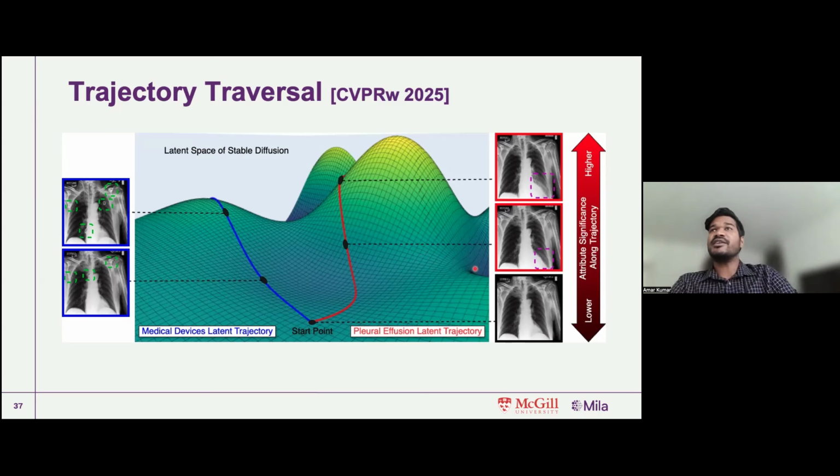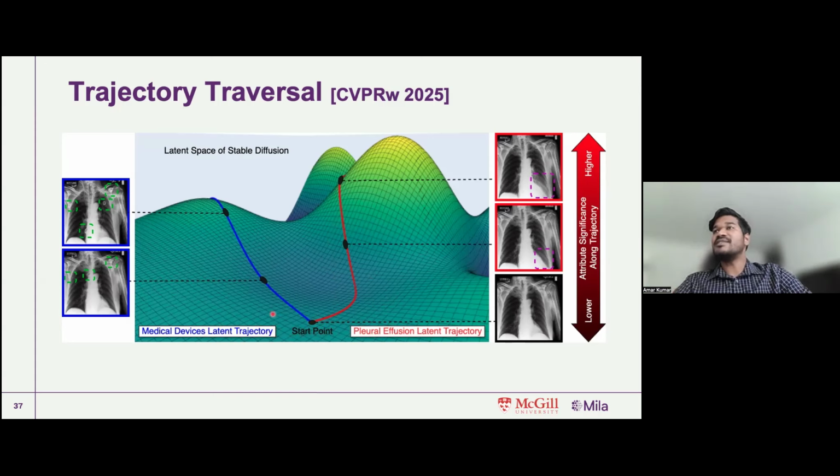So here is an intuition behind this work. We have a start point, which is a synthetic image generated using this foundation model that I just explained. And we have 2 different trajectories. One trajectory refers to disease, which is pleural effusion in this case, and the other trajectory refers to medical device.